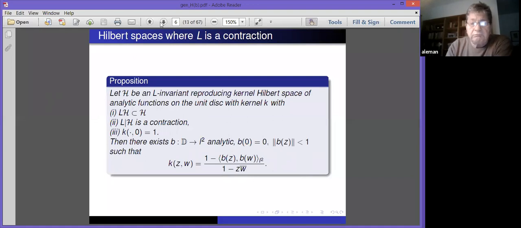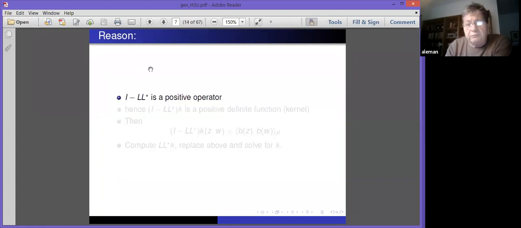It's kind of typical working with kernels. So you start with a contraction. L is a contraction, right? And then this means LL star is less or equal to 1. So identity minus that is a positive operator. And now if you apply positive operators to kernels, you get another kernel. Well, a positive definite function.